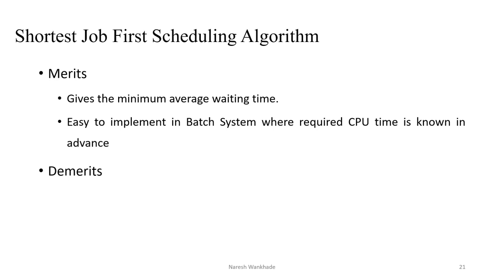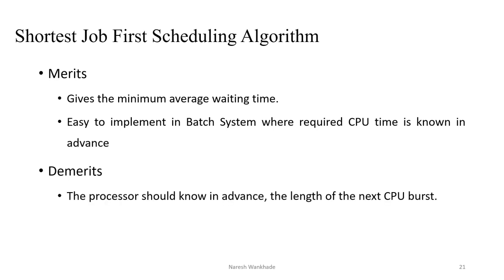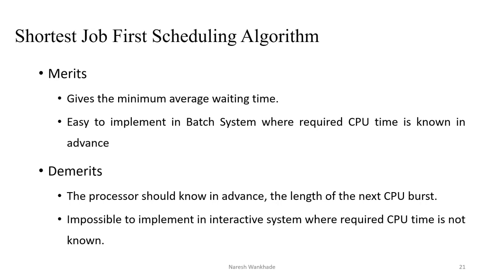We have some demerits in the SJF scheduling algorithm. The processor should know in advance the length of the next CPU burst. It is impossible to implement this algorithm in an interactive system where the required CPU time is not known.